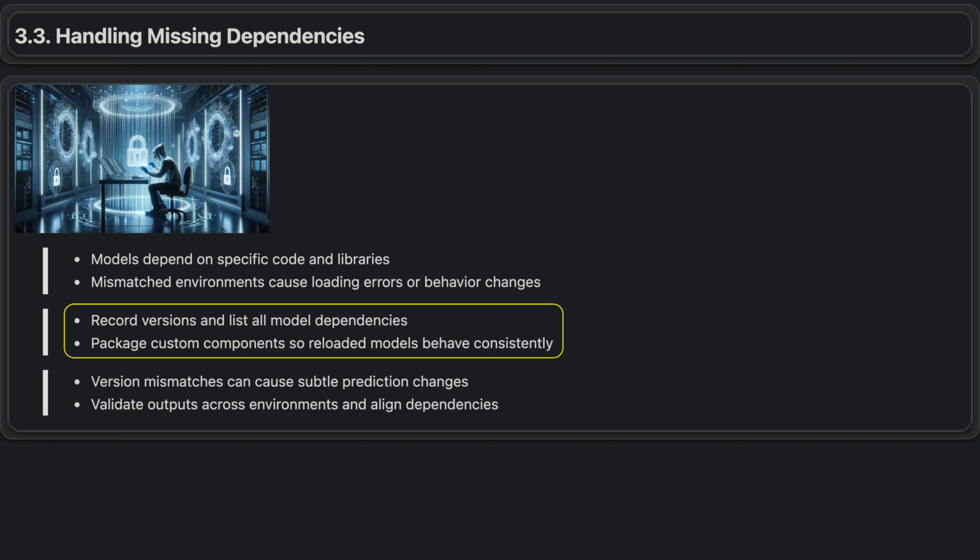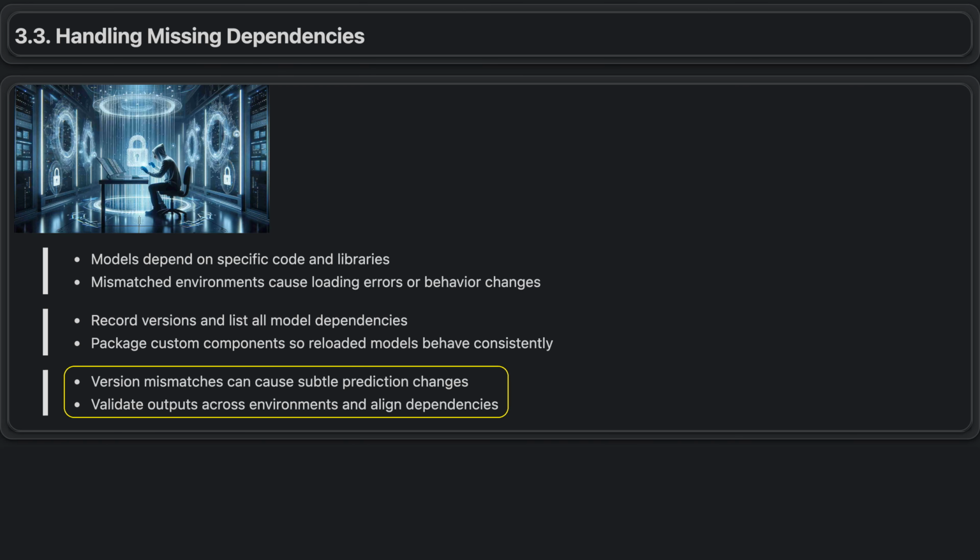To manage missing dependencies when reloading models, focus on creating reproducible environments and clearly documenting all requirements. Record the exact versions of TensorFlow, Keras, and other libraries, as well as any custom objects needed at load time. When moving to a different system, use virtual environments or containers to recreate the original setup and install all required packages. Treat custom components, such as metrics stored in separate files, as essential dependencies and package them with the model to avoid incorrect behavior after reloading.